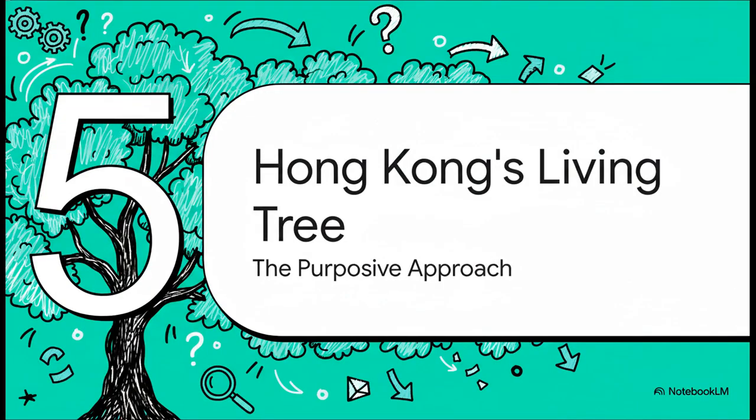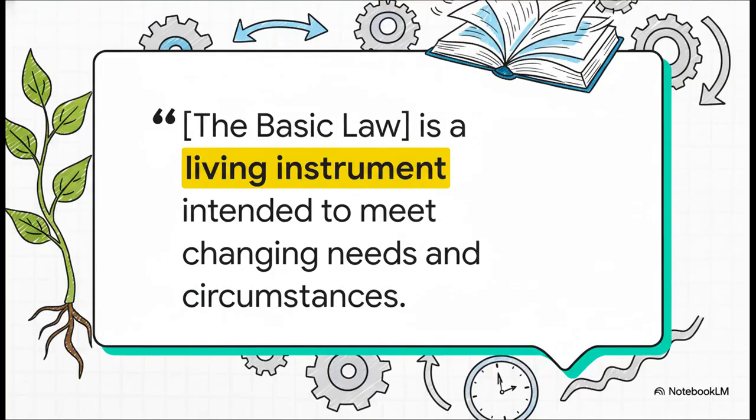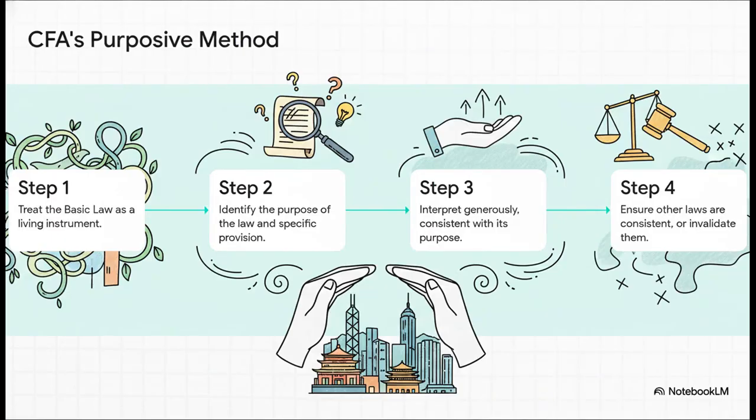So, with all that as background, where does Hong Kong's Court of Final Appeal stand on this? Well, it has made its choice very, very clear. It has firmly adopted the living tree doctrine. As far back as 1999, in the landmark case of Ng Ka Ling, the court stated in no uncertain terms that the Basic Law is a living instrument, not some static historical document. So how does the court actually make this living tree idea work?